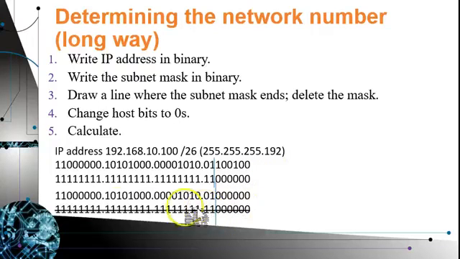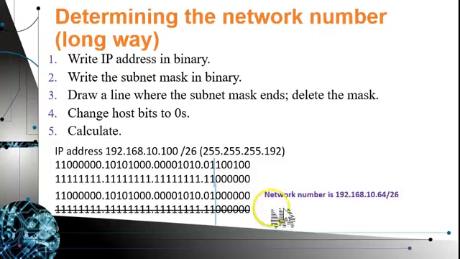So I'm going to draw a line through the subnet mask and do the number again. But here's where step number 4 is. Change the host bits to 0. Look over here to the right of the line. Instead of 100100, they're all zeros. When you're calculating the network number, you change those bits to all zeros.